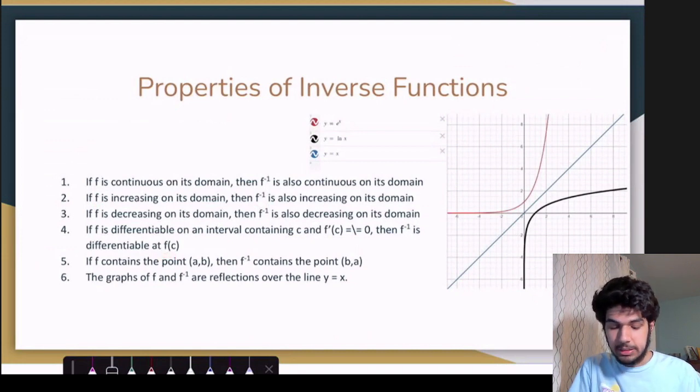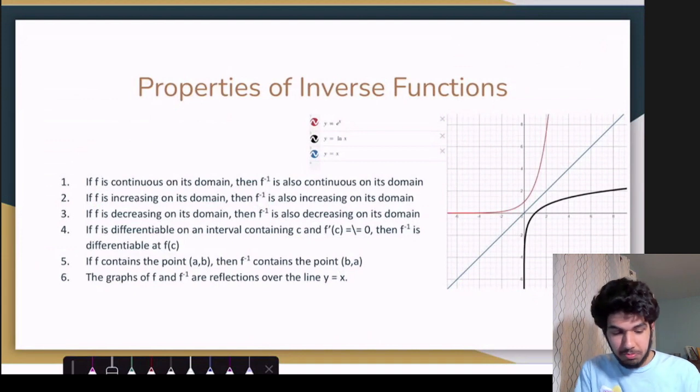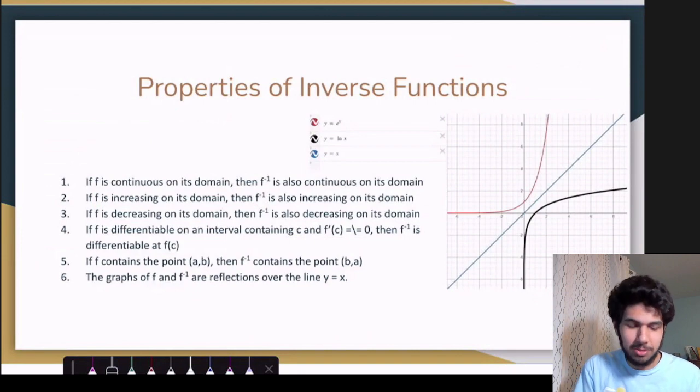Interestingly, if f contains the point (a, b), then f inverse contains the point (b, a), and that's kind of a result of how we solve for the inverse, where we swap the variables. And what I think is the coolest part is that the graphs of f and its inverse are reflections over the line y equals x.